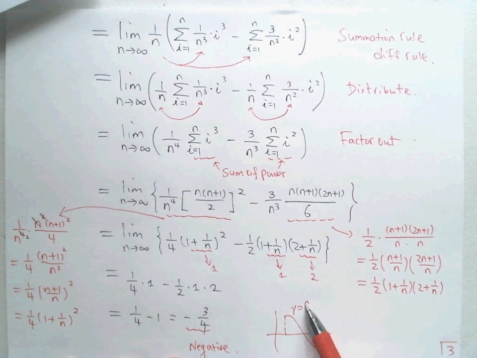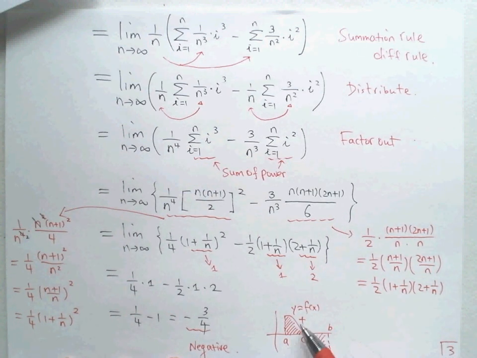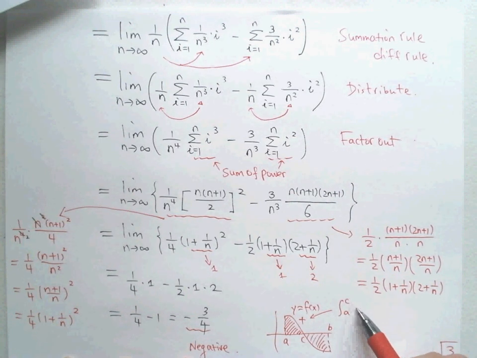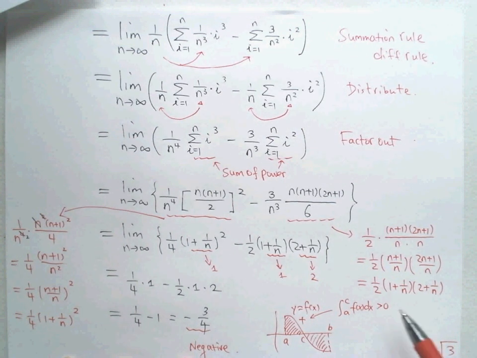Okay, like here. If this is y equals f of x, the function, so we're talking about the definite integral. See, if this is a, this is b, and the middle term is c. So we look at it. The first, this is a positive area. What does positive integral mean? The area is always positive. This means the integral from a to c, f(x) dx is greater than 0.